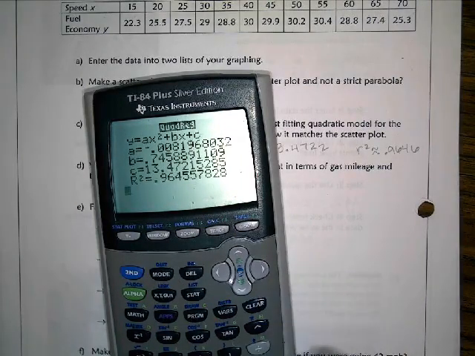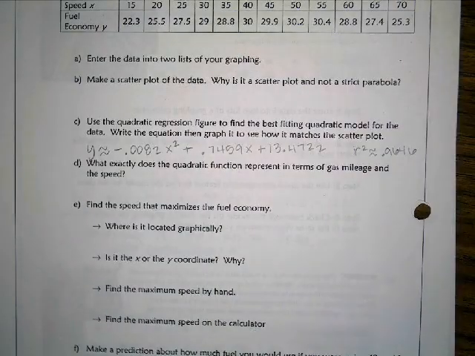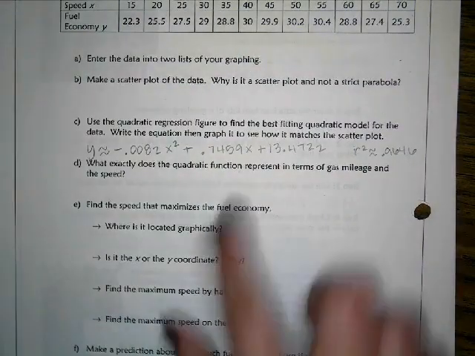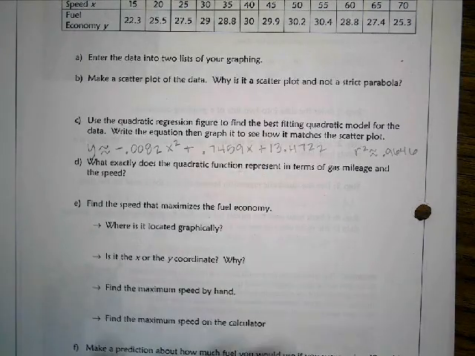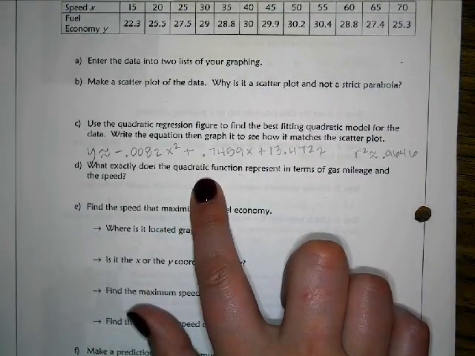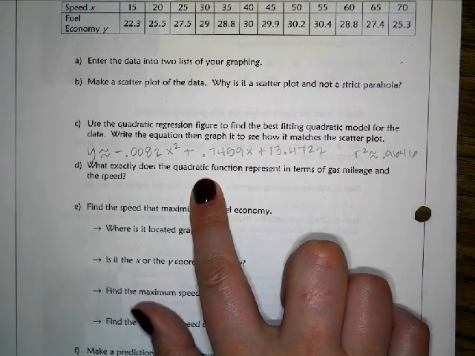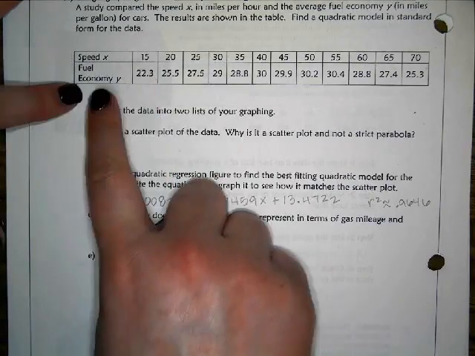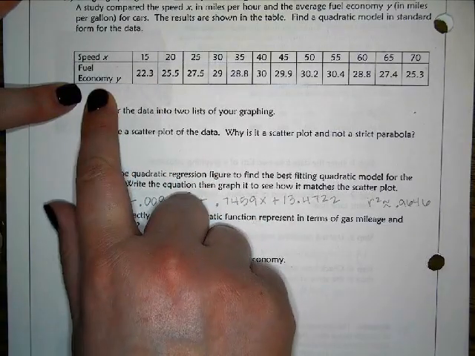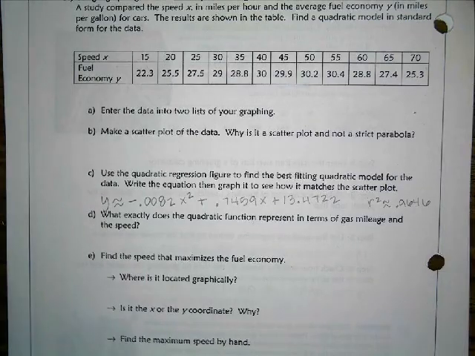Okay, we all got our equation? All right, so what does the quadratic function represent in terms of gas mileage and speed? It's just talking about how speed impacts your fuel economy. If you drive super slow in neighborhoods or super fast on the highway, then your gas mileage goes down. When you set your cruise control at 55, 60, that's when your gas mileage is the best. That's what it's talking about.